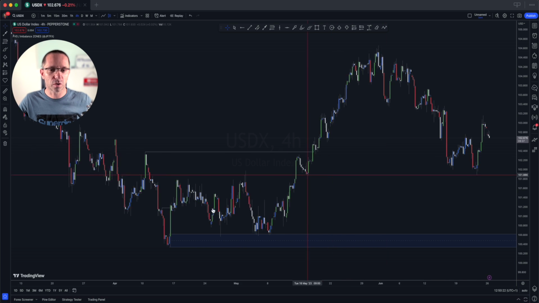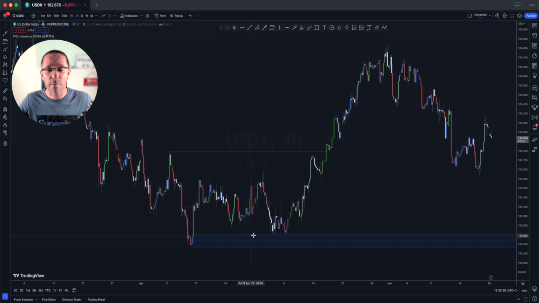Now, very often you can use a change of character on a lower time frame out of an area of demand or supply. That's something that I also class as a confirmation entry.